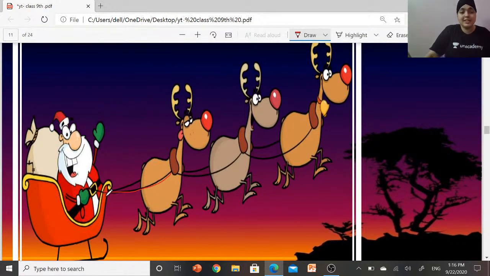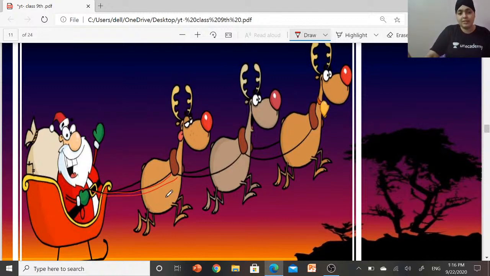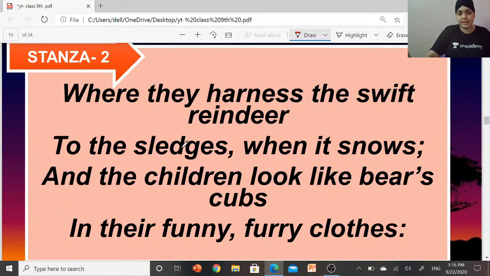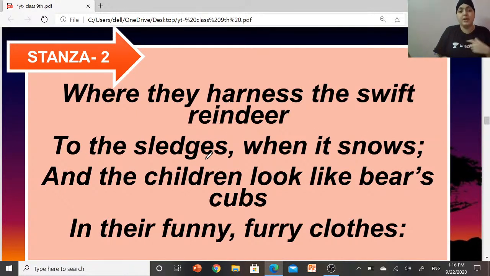So here also the sledges, to harness the reindeer. So harness here means to tie the reindeer, the swift reindeer, to the sledges. कि reindeer को sledges से बांधना है, ठीक है? So when it snows, they harness the swift reindeer to the sledges. कि वहाँ के लोग क्या करते हैं? Reindeers को sledges से बांधते हैं. So that this is the vehicle which is generally used when it snows.